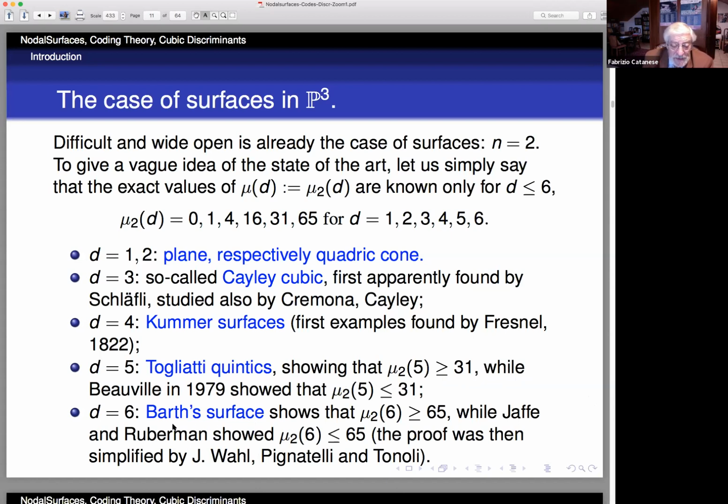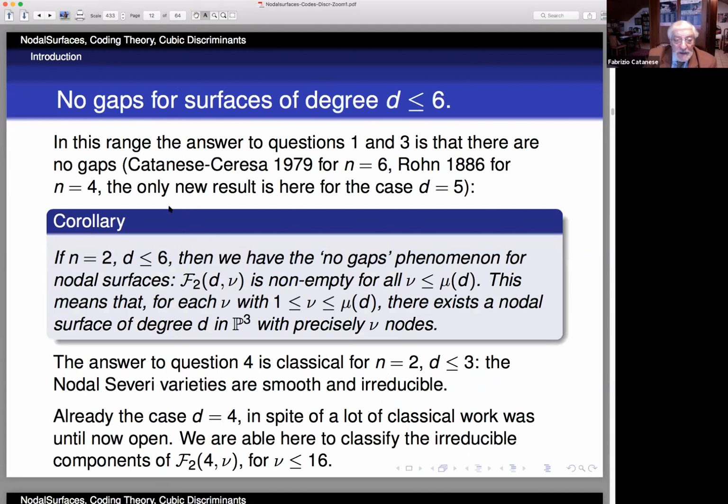Barth gave an example in the '90s of a surface with 65 nodes. And then Jaffe and Ruberman showed that 65 is the maximum. And the proof was then simplified by Jonathan Wahl, Pignatelli, and Tononi. And in this range, the answer is that there are no gaps.